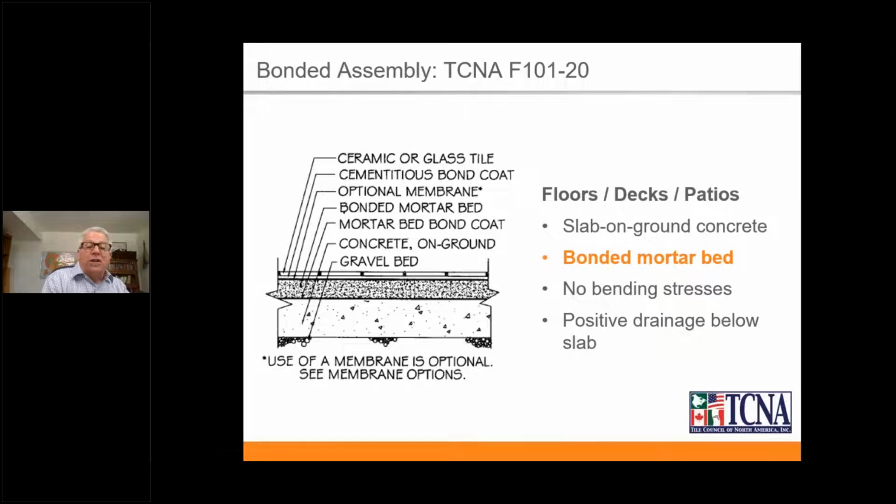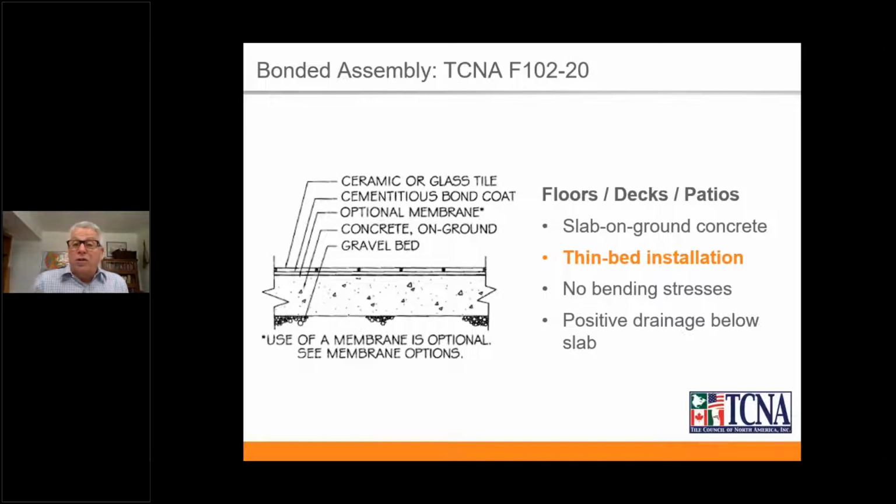And that would be actually to protect the mortar bed from getting too wet, or the slab, but you certainly should have drainage in there. So that is certainly one approach that you could go with, the mortar bed. One that's a little simpler than that is the F102. And you can see this one. This is a thin bed installation.